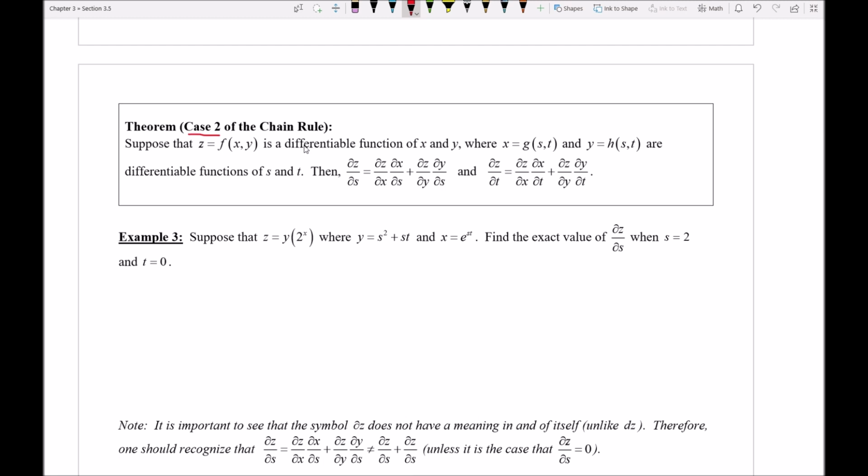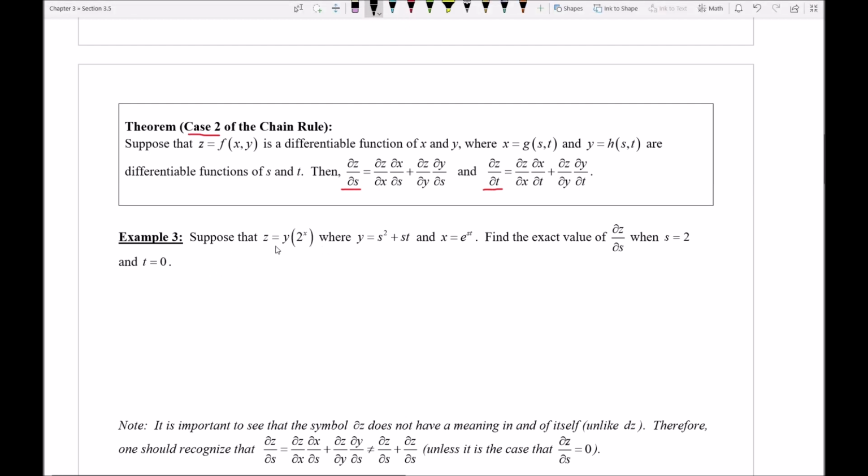You'll notice here that in case 2, again, I have z as a function of two variables, but I also have x and y as functions of two variables. And so in this case, I'm only ever going to be able to get a partial derivative of z, either with respect to the s variable, or a partial derivative of z with respect to the t variable. The rest of the setup for what's going on here, otherwise, is exactly the same. So let's take a look at how this works with something like example number 3.